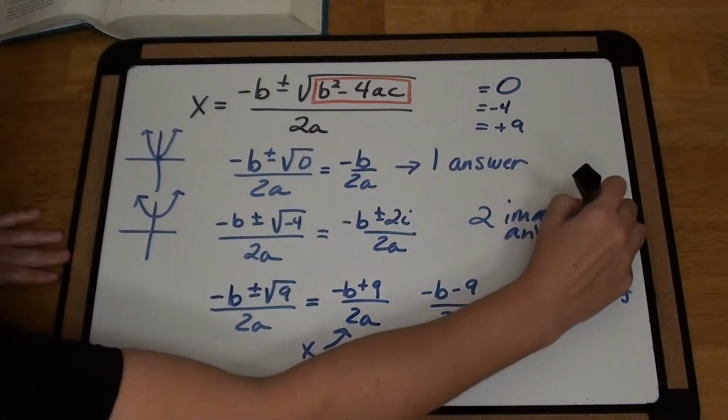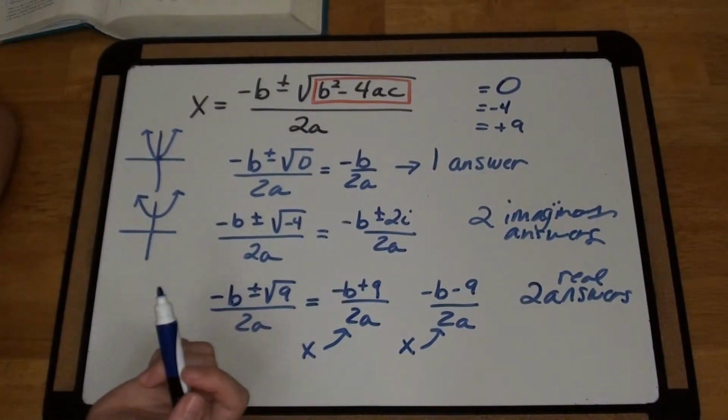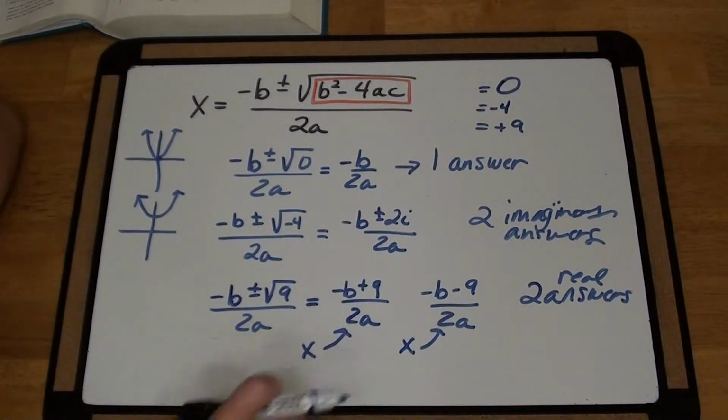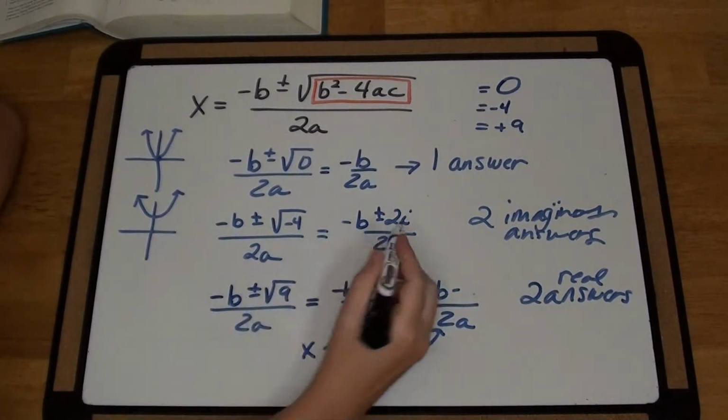My writing just went south. Okay, now, it's possible to get, instead of having the square root of 9, which, I can't take the square root of 9, look at me. The square root of 9 is 3.